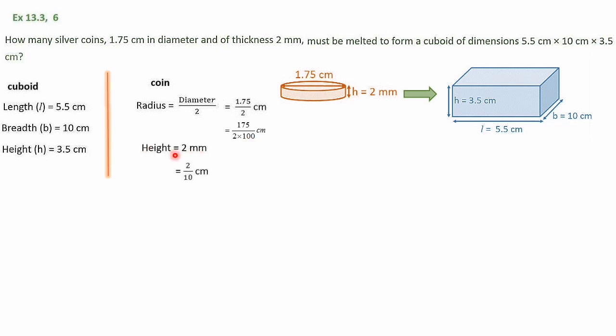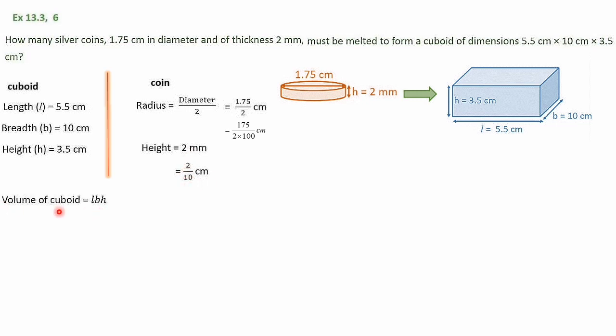Next is height, which is 2 millimeter. As I mentioned before, this is in millimeter. All other units are in centimeter. So we have to change this millimeter to centimeter. Millimeter to centimeter means we have to divide by 10. So 2 by 10 centimeter.